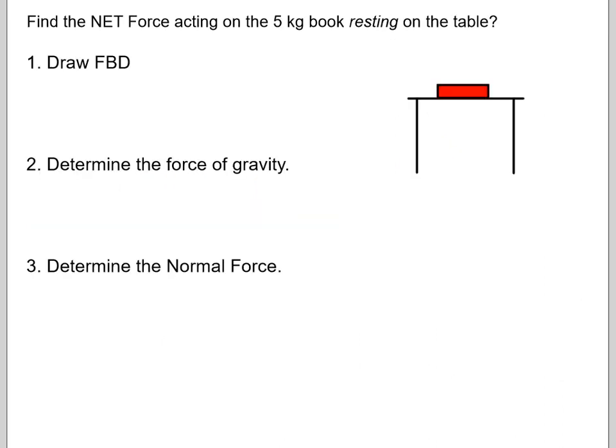Okay, so find the net force acting on the 5 kilogram book resting on the table. So if you want to pause here and give this a shot.